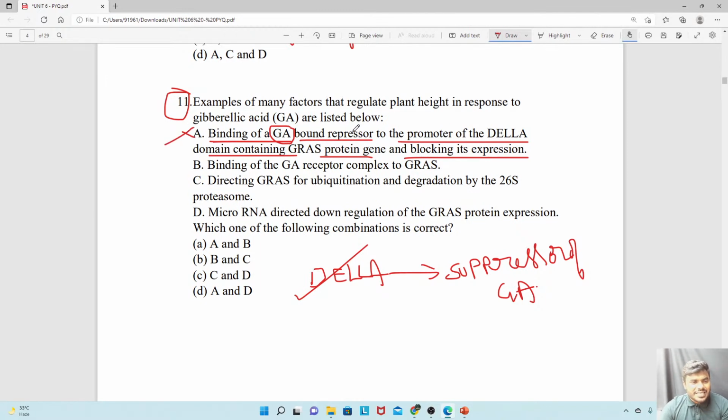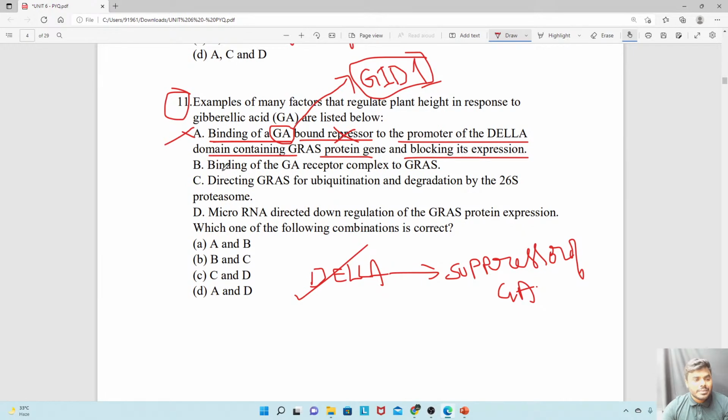Why would gibberellic acid go and bind to the repressor, friends? Gibberellic acid will go and bind to its receptor. This question was asked in the 2020 November paper also, right? GID1 is the name of the receptor to which gibberellic acid comes and attaches. Gibberellic acid never binds to the repressor. Statement A is completely irrelevant and wrong.